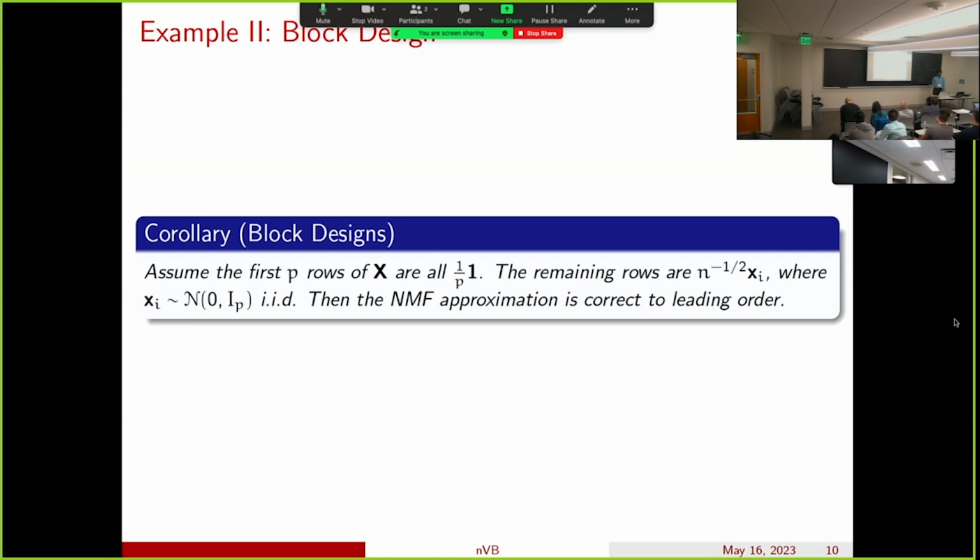Okay. Any other questions on this result?